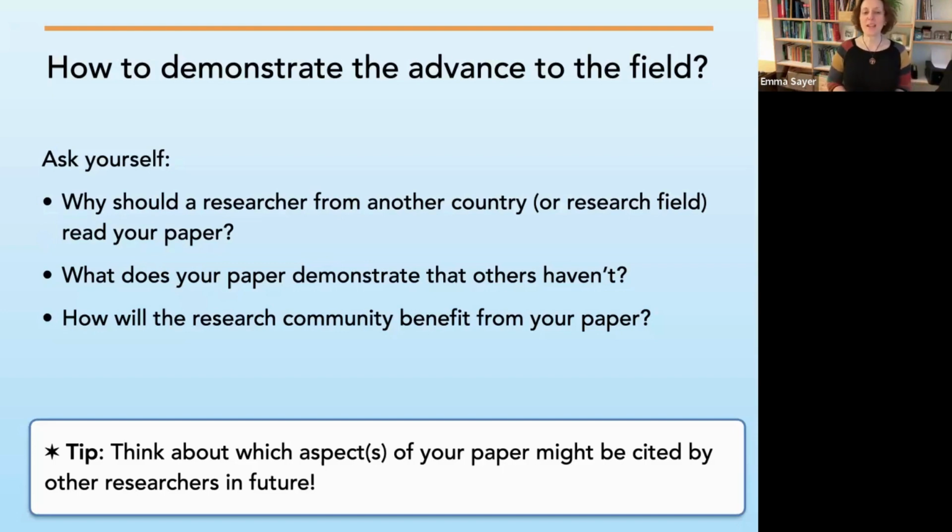So a really good way to think about how you demonstrate the advance of the field is simply to ask yourself which aspects of the paper might be cited by other researchers in future. Why should other researchers be interested in your paper? Why should somebody working in, I don't know, tropical forest read a paper from temperate forest or savanna or cerrado or any other ecosystem, for example? Why should a researcher from Peru read a paper from China, or vice versa? So these things are really key to think about.